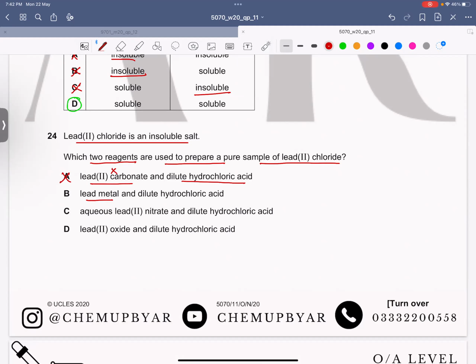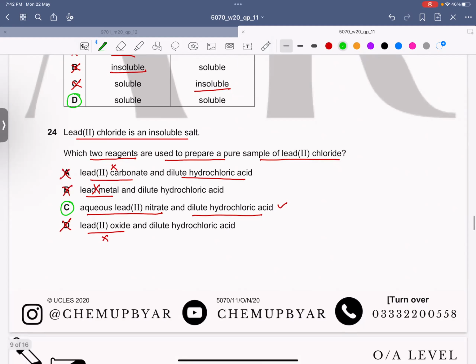Lead metal, again a metal, stays insoluble. So this statement also goes wrong. Aqueous lead(II) nitrate. Yes, all nitrates are water soluble. And dilute hydrochloric acid. We can go for this statement. Lead(II) oxide. No, lead(II) oxide is also water insoluble. So D is also wrong. A, B, and D all are wrong, and C is the correct statement. Yes, Hassan and Abdullah, is this understandable? Yes, sir.